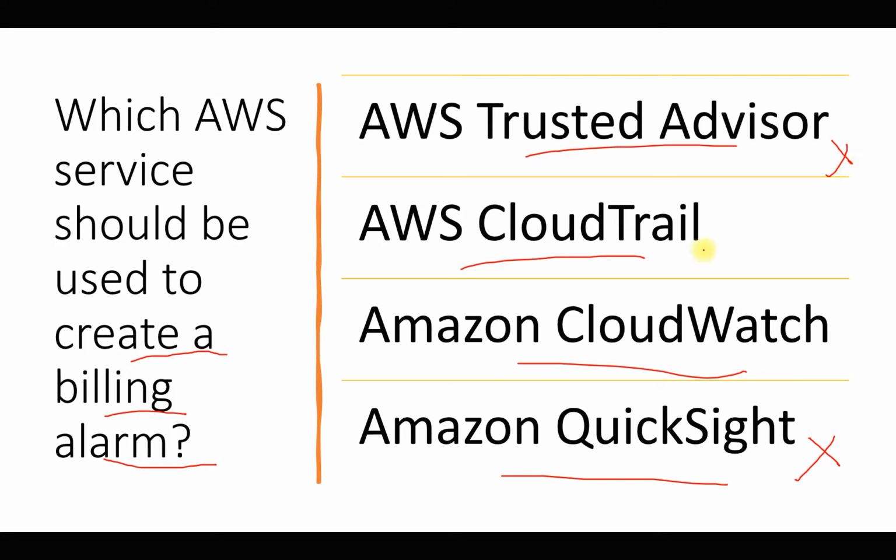CloudTrail is not correct because it just logs the API activities. CloudWatch is the correct service which can create a billing alarm because it monitors and collects the metrics which help us to generate the billing, and it will send the alarm to us. So this is the correct choice for this question.